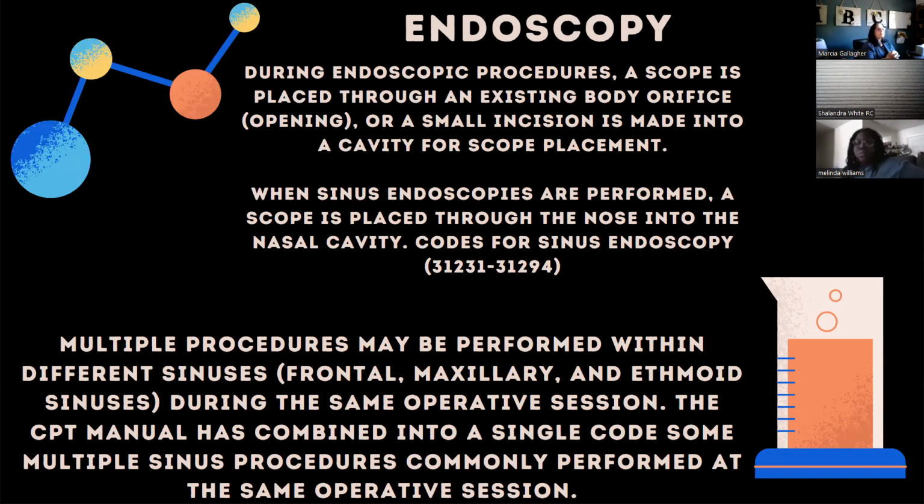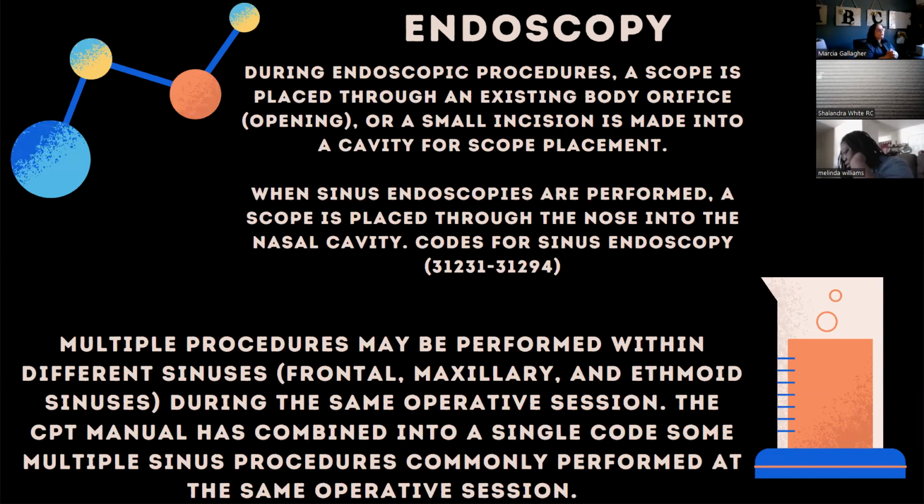When sinus endoscopies are performed, a scope is placed through the nose into the nasal cavity. The codes for sinus endoscopy are 31231 through 31294. Y'all, these numbers get me sometimes. I get all dyslexic. Whenever you get something wrong because you transpose numbers on your test, I never mark it wrong because I know what you mean. I transpose numbers all the time.